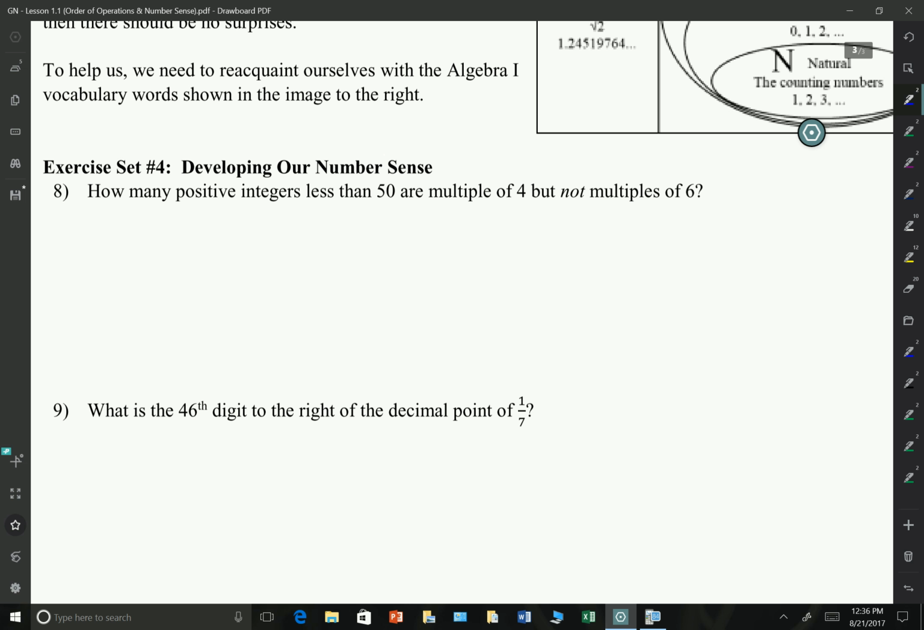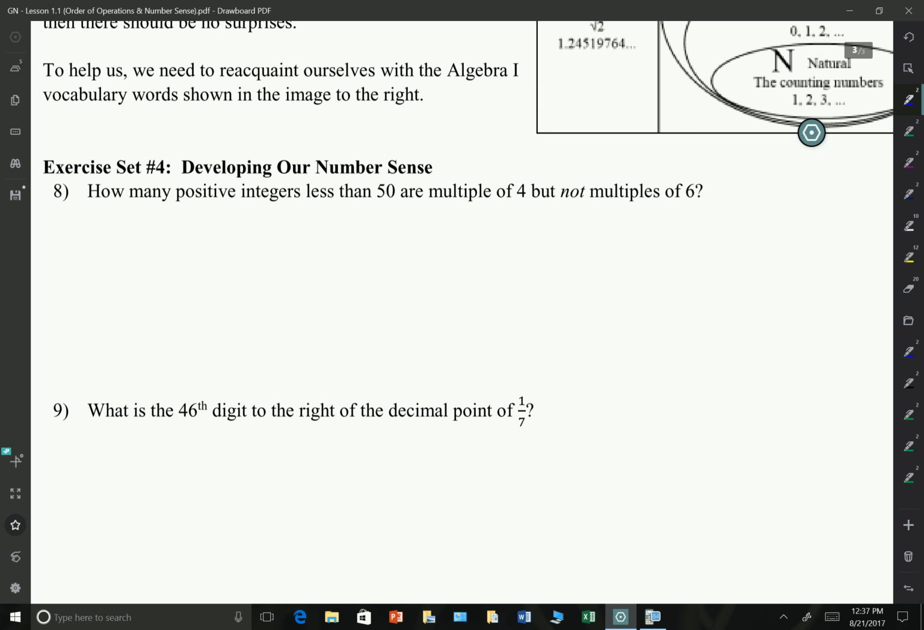Now you can do it the long way, and there's nothing wrong with the long way. Except afterwards, stop and figure out, is there something faster to do? How many positive integers less than 50 are multiples of 4 but not multiples of 6? So what can I do? You guys all want the direct path: add 5 to both sides, divide by the coefficient. You want that direct path, but you don't need it.